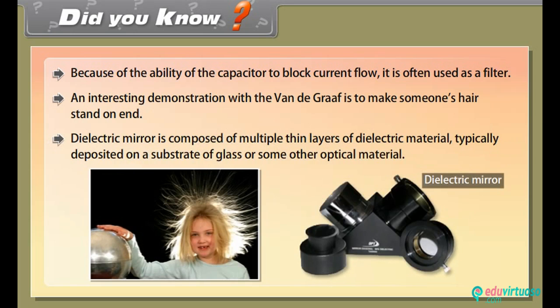Dielectric mirror is composed of multiple thin layers of dielectric material, typically deposited on the substrate of glass or some other optical material.